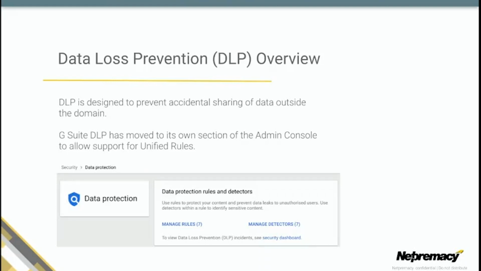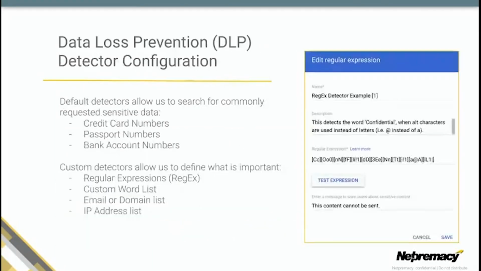And as you can see on the screenshot, we've got two options for management. We can manage rules and we can manage detectors. Detectors tell G Suite what to look for. Rules just tell G Suite what to do when it finds that data. And again, it's always best to start off with detectors.